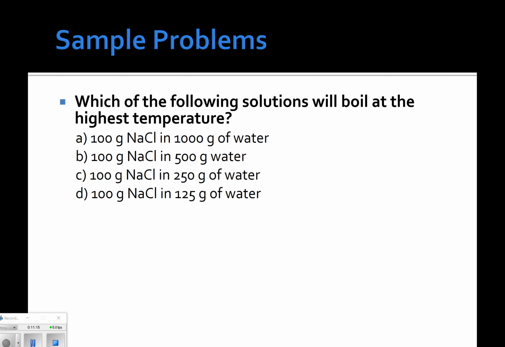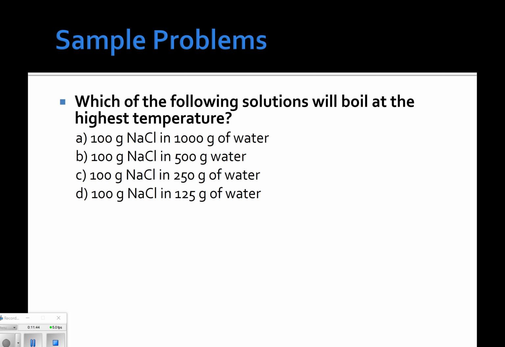So I'm going to do a series of quick sample problems here just so you can see what you might be responsible for as far as answering questions involving colligative properties. And these are all just worded in a little bit of a different way, but in each of these we're looking at the concentration of the solute in the particular amount of solvent. And the more concentrated ones are going to affect our boiling point and freezing point more, and the least concentrated ones are going to affect them less.